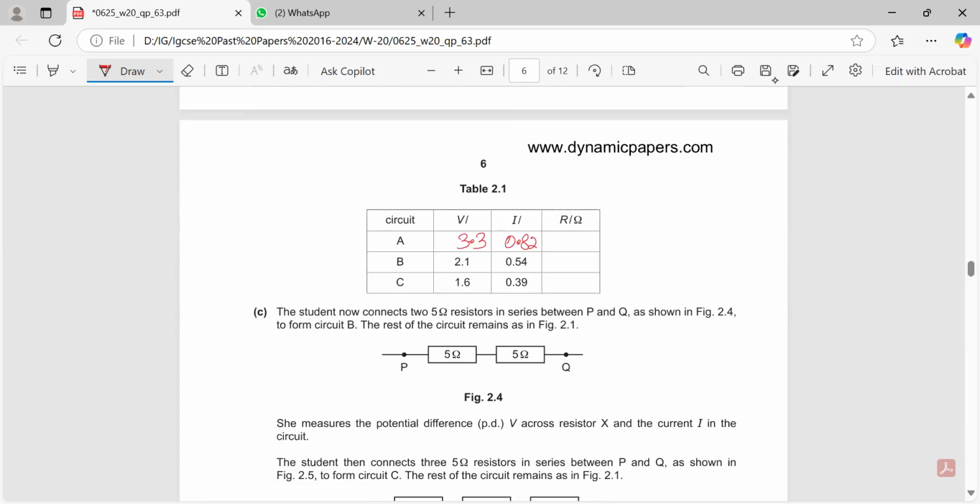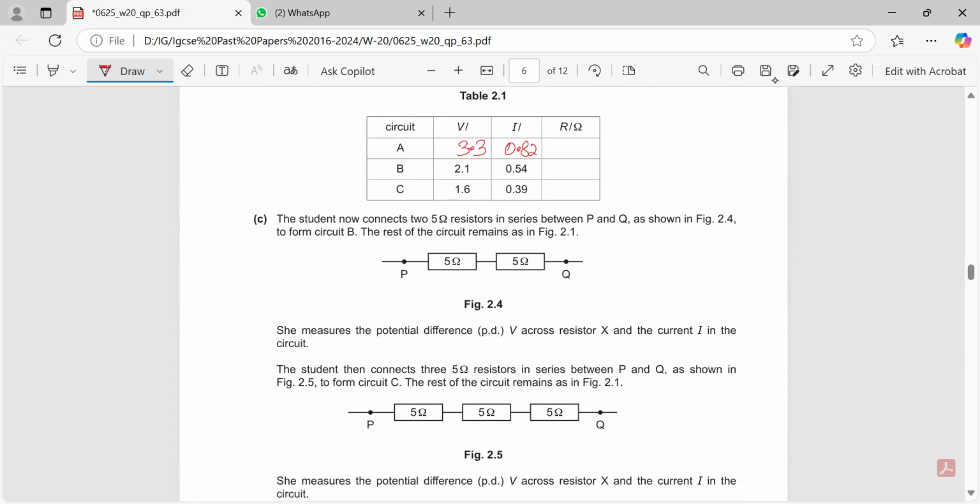Next, the student now connects two 5 ohm resistors in series between P and Q, as shown in figure 2.4, to form circuit B. The rest of the circuit remains as in figure 2.1. So X is replaced by another 5 ohm resistor. She measures the potential difference V across the resistor X and current I in the circuit. So X is not replaced, but two resistors are connected in series now.